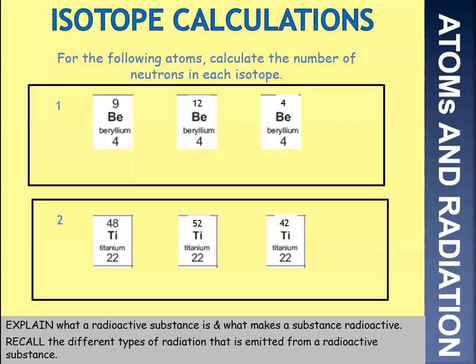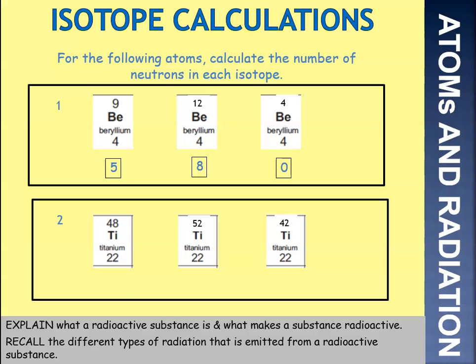So for the following atoms, calculate the number of neutrons within each isotope. Pause the video whilst you do that and unpause once you want the answers. Okay, number 1 then. So the first beryllium atom has 5 neutrons, the second has 8, and the third has none. We're taking the small number, the atomic number, away from the mass number.